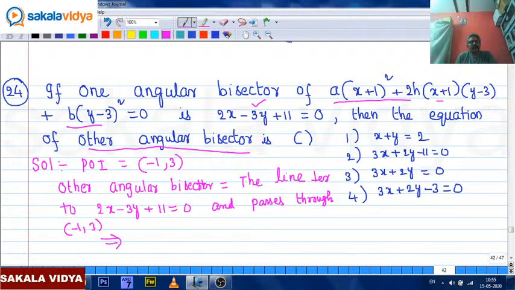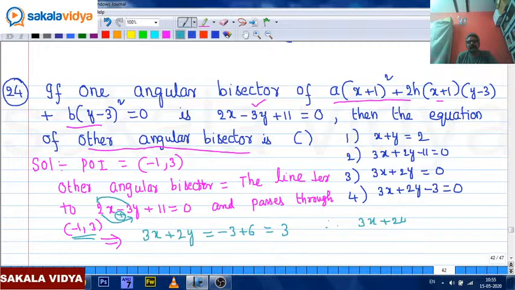I will explain the shortcut to you, don't worry. What is the shortcut? Interchange these two coefficients and change the sign. After that, substitute the point minus 1 comma 3. You get 3x plus 2y equal to minus 3 plus 6, which is 3. Therefore 3x plus 2y minus 3 equals to 0. This is the answer. So fourth option.